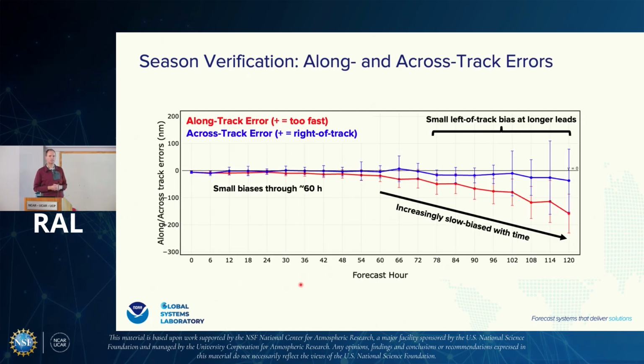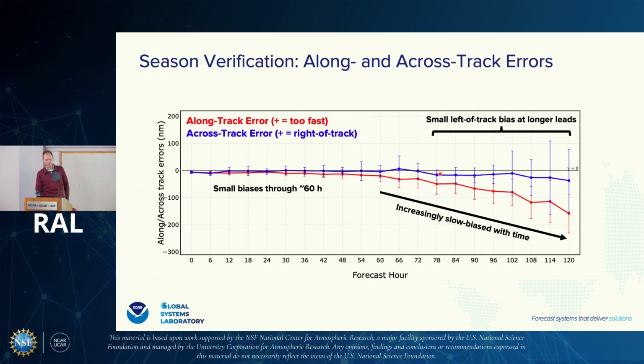Breaking this down not just into the total track error, but in terms of a long track and a cross track. So a long track, differences in storm speed, a cross track, differences in storm direction. A long track errors in red and a cross track errors in blue, where positive values are too fast or toward the right of what was actually observed.